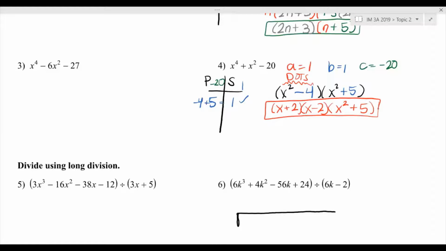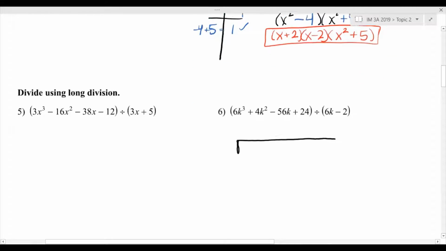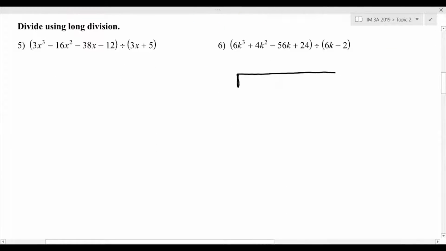Okay, so that was factoring. After factoring on this review, we're going to go into long division. And so with long division, what we want to do is to first make sure everything's in standard form, and then identify if any terms are missing. So notice that our dividend has powers from 3, squared, linear, and then a constant. And so that's in standard form. So we can go ahead and write that down inside the division symbol.